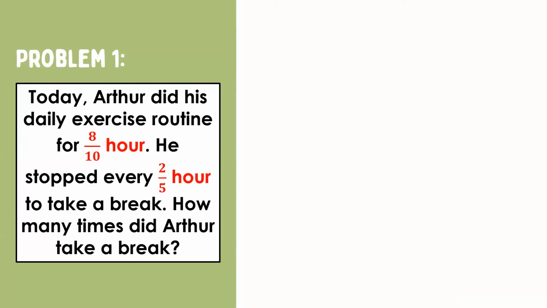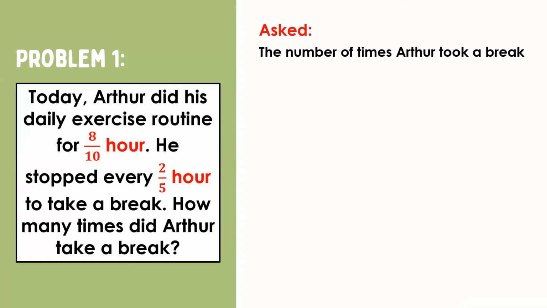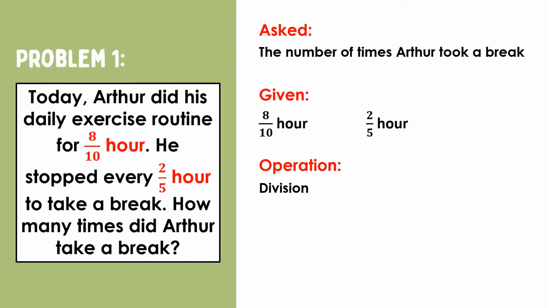Let us first analyze the problem. What is asked in this problem? That is right. We are asked to find the number of times Arthur took a break. Now, what information will help us answer this question? Correct. 1/10th hour and 2/5 hour. But what should we do with these given numbers? What operation should we use? Exactly. We need to divide.